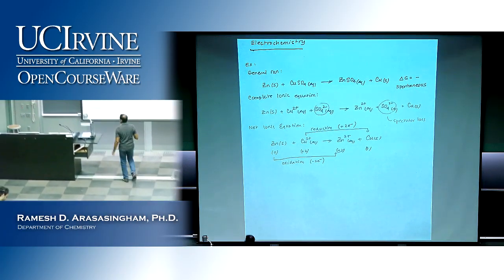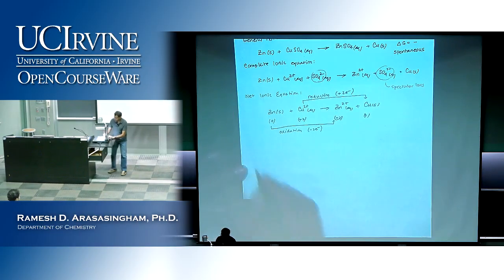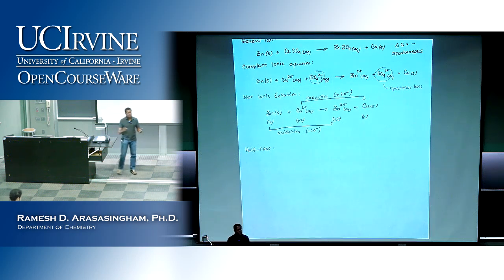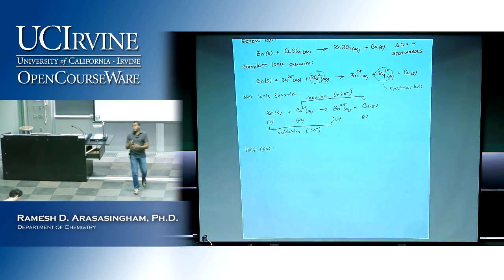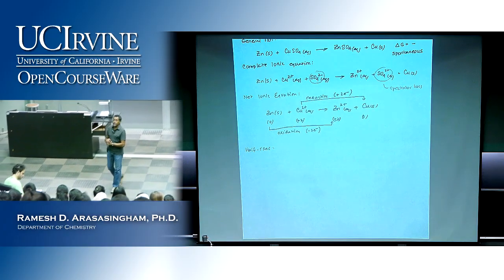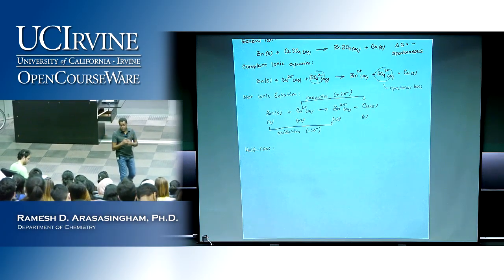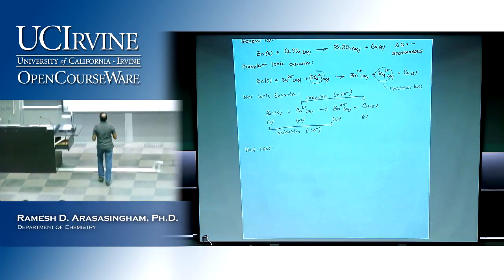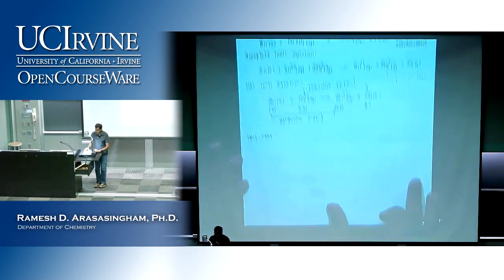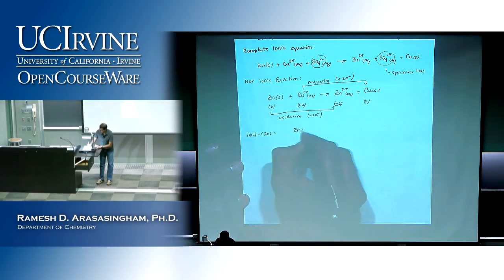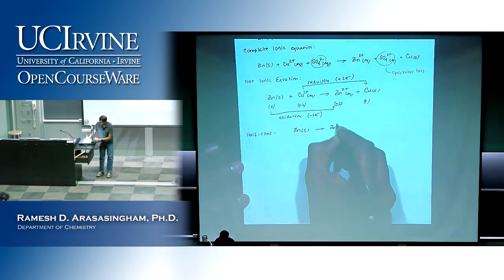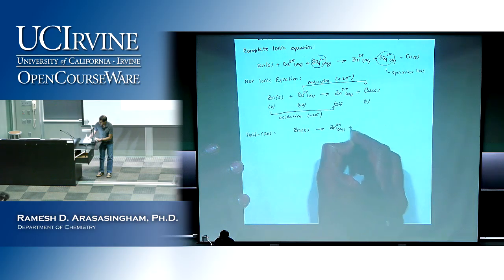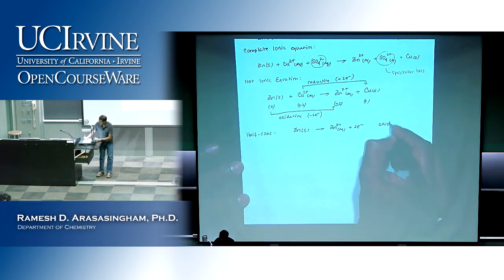And if you wanted to write this as half reactions, remember we said half reactions don't really take place. It's just a convenient way for us to keep track of what's going on. And a half reaction is purely a mental process for us to kind of figure out what's going on. Okay? So if you want to write half reactions, then the oxidation half reaction would be where zinc solid goes to zinc 2 plus aqueous plus 2 electrons. And this is the oxidation half reaction.